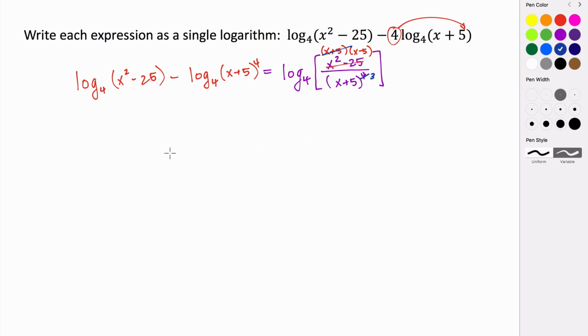So this whole thing ends up simplifying to be log base 4 of the quantity x minus 5, all of this divided by x plus 5 quantity cubed, all of that to the 3rd power. So that is our expanded logarithm combined into a single logarithm.